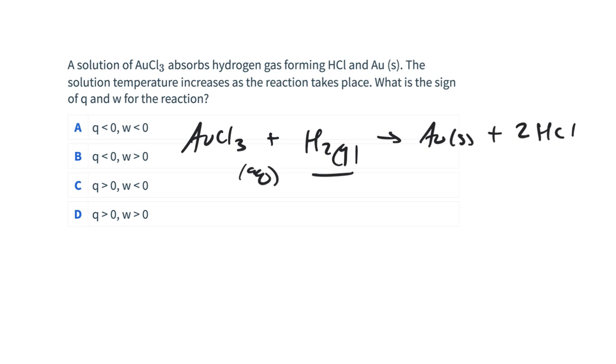If I put a 2 here, then I can't balance my chlorides because I need at least 3 chlorides. And so if I put 3 here to balance the chlorides, then I would need a 3/2 here. So let's not do a 3/2, let's do a 3, let's do a 2, a 6, and then a 2. So the 3 times 2 is 6, 6 times 1 is 6, so that's 6 hydrogens, 6 chlorides. Anyways, just making sure we have the right balancing of the reaction here. But a solution of gold chloride, this is the reaction that's taking place. And so the temperature of the solution increases as this reaction takes place. What's the sign of Q and W?